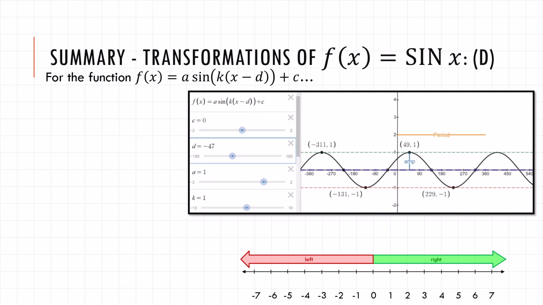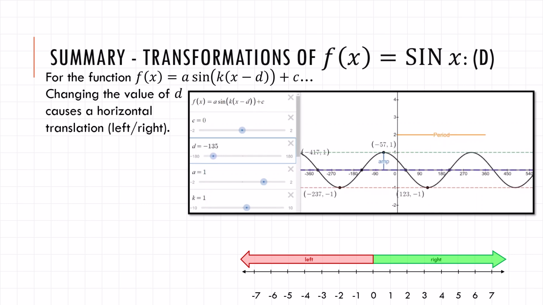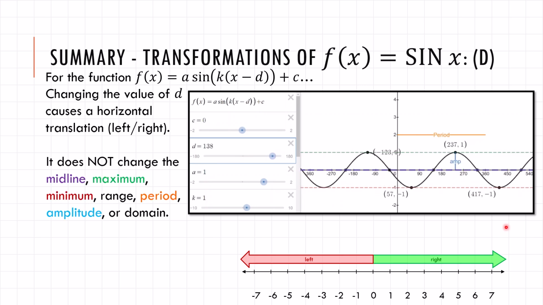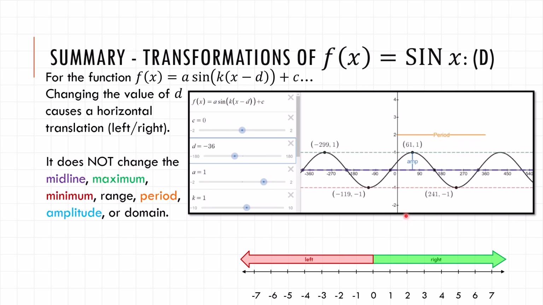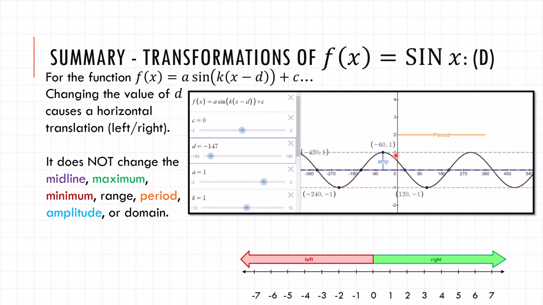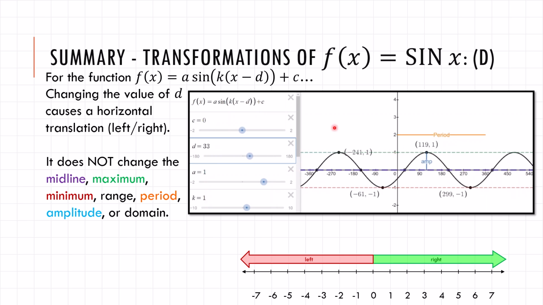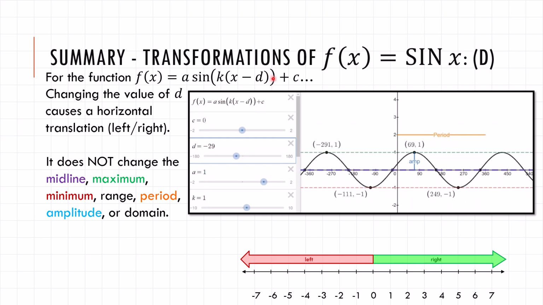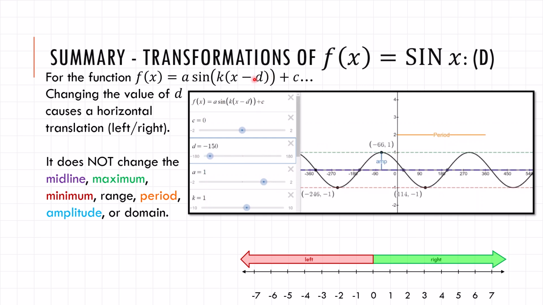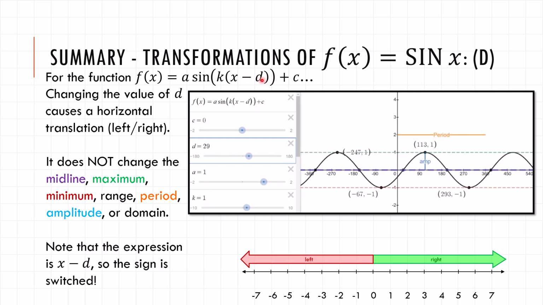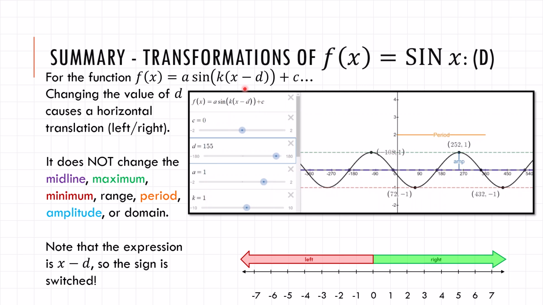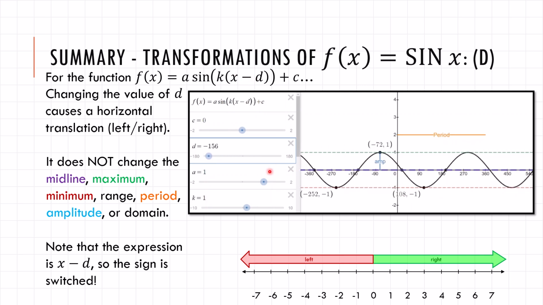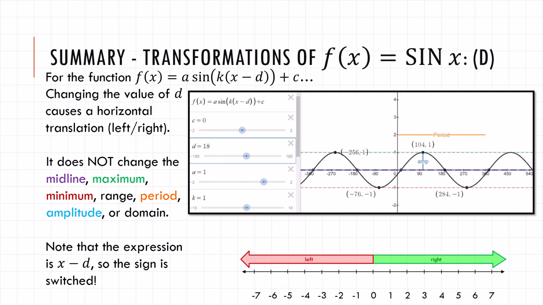When we change d, we notice the function being moved left and right. Now, this doesn't change very much about the function at all, but it does change the starting point. Note that it's kind of easy to miss this, but when you see x minus 45, d is not negative 45, it's positive. And that's because the template has the expression x minus d. So you actually have to switch the sign when you're trying to figure out what d actually is.